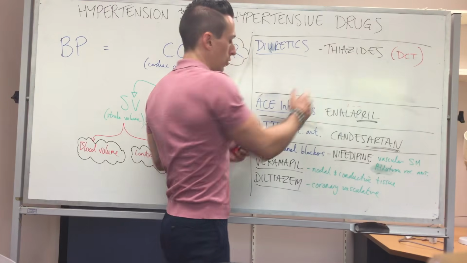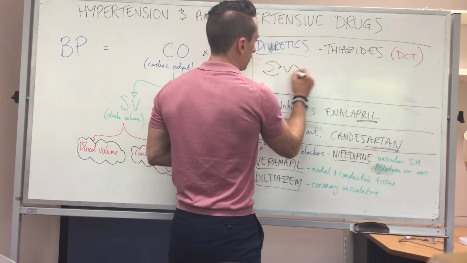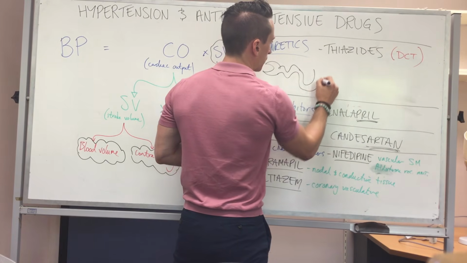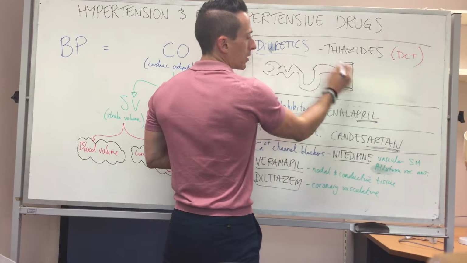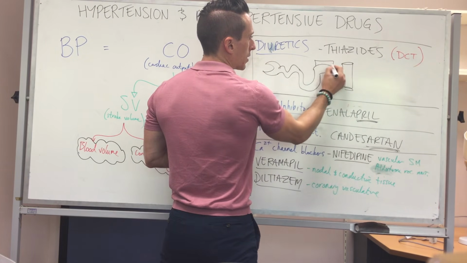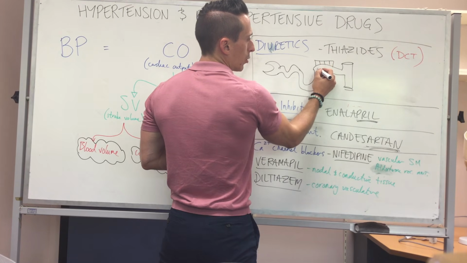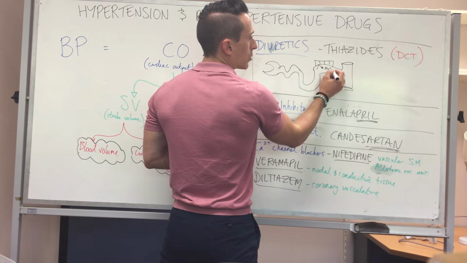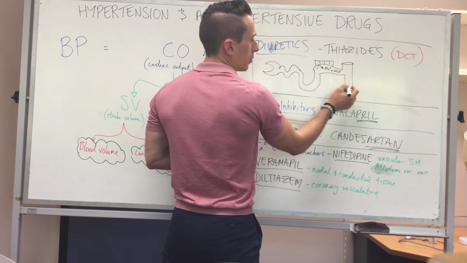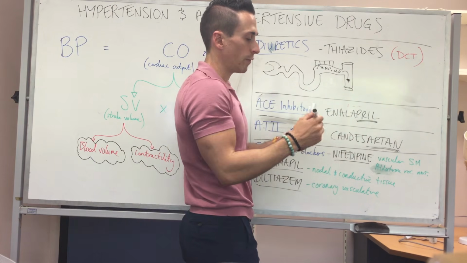At the distal convoluted tubule, it stops sodium from being reabsorbed. So if you look at the nephron, here at the distal convoluted tubule, you've got cells in the walls here. It stops sodium from being reabsorbed back into the body, which means sodium stays in this tubule, which means water stays in this tubule, which means what gets peed out? Sodium and water, reducing blood volume.